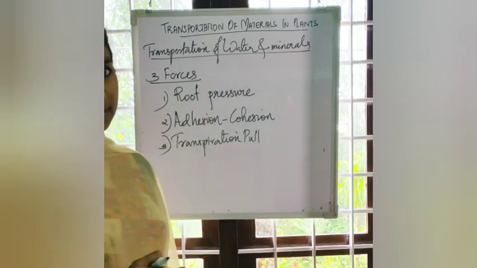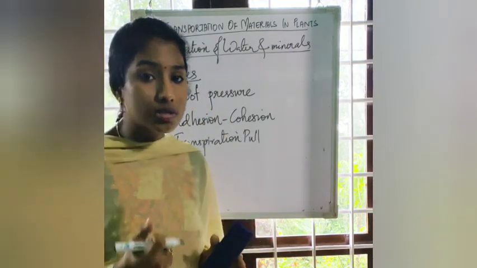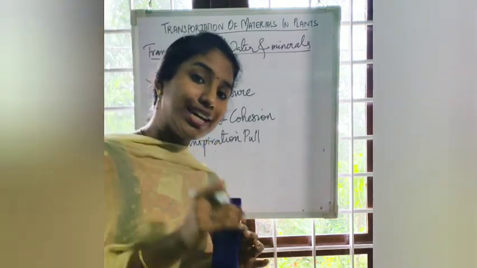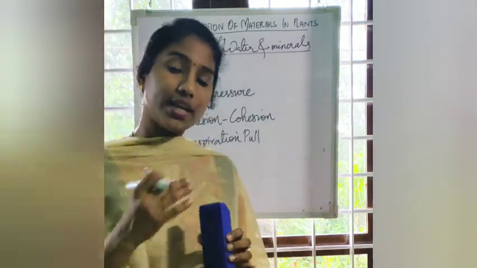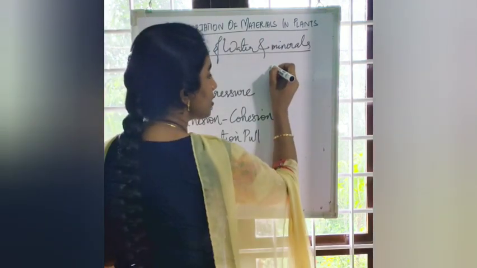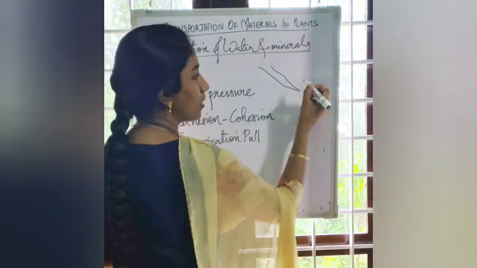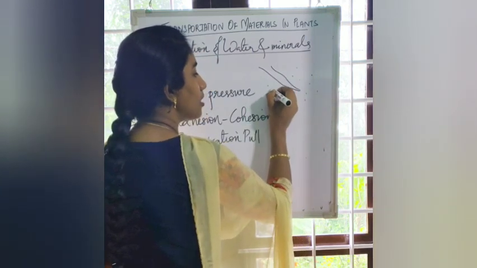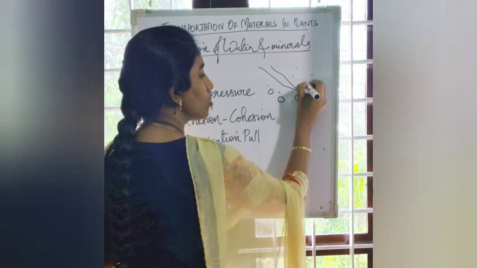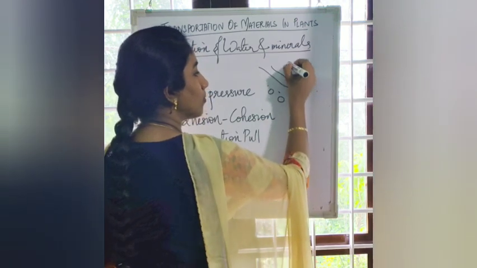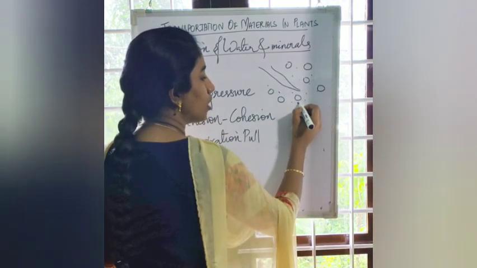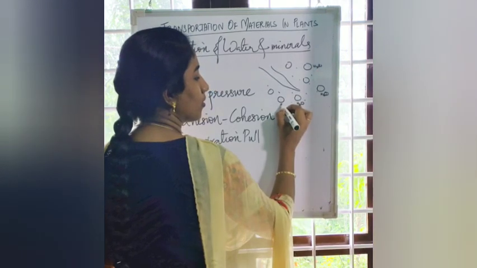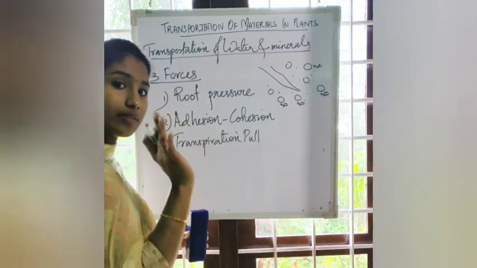Now root pressure endana? Now I told you roots absorb water and minerals. So constantly water and minerals are entering into the roots. And engane enter cheyyunnathu enchal, just suppose this is a root and we have many minerals surrounding it and some water molecules also. These are water molecules. And the small dots that you see are the minerals.